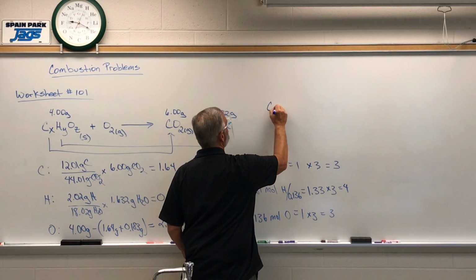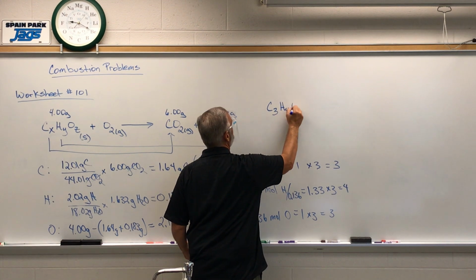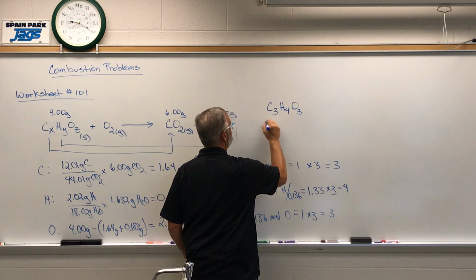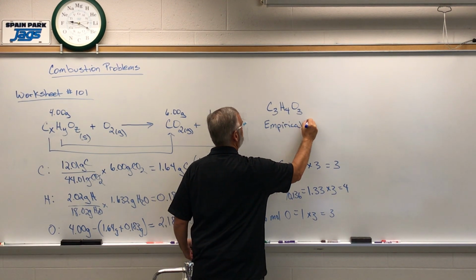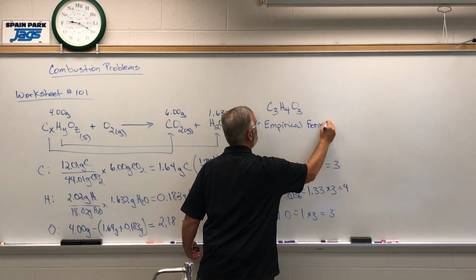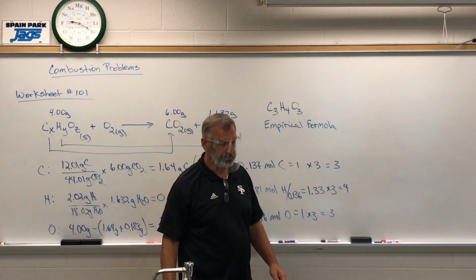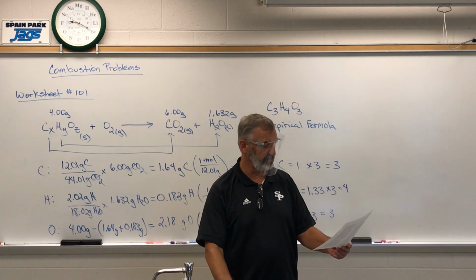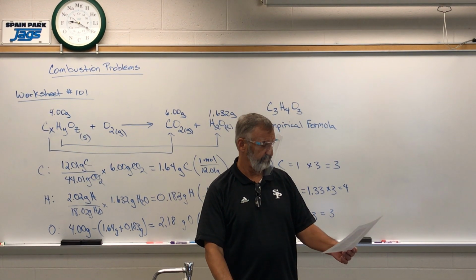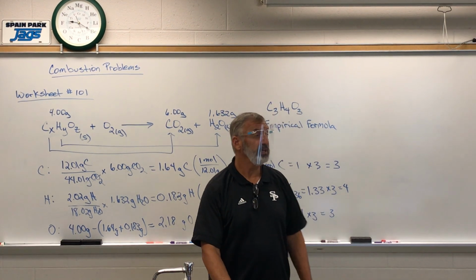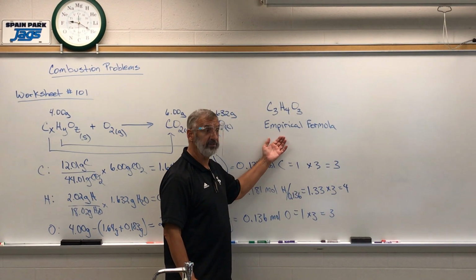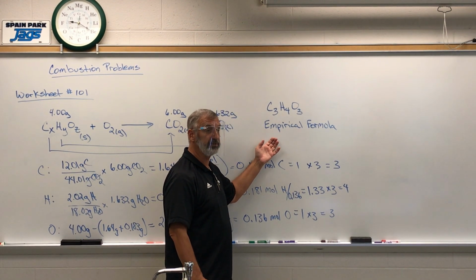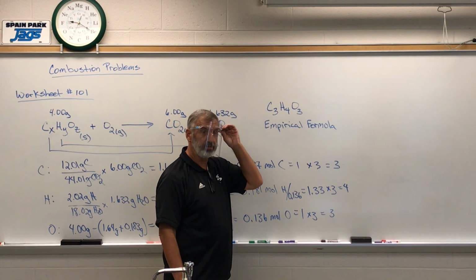So C3H4O3 is the empirical formula. Now, did they give us a molecular mass on this, or do we just have to find the empirical formula? It's just empirical. Okay, so just find the empirical formula. If they gave us the molecular mass in the problem, we could then go through the next steps and calculate the molecular formula just like we did on the worksheet.